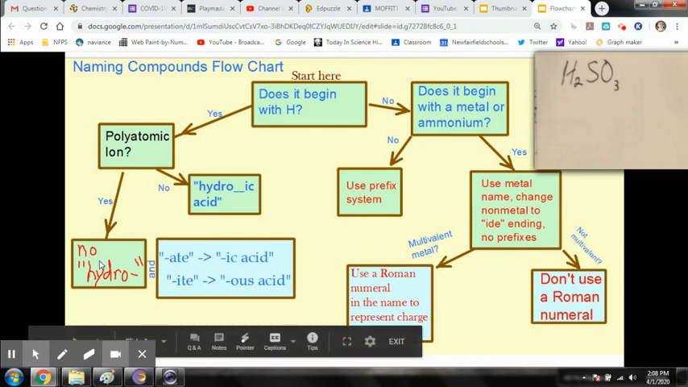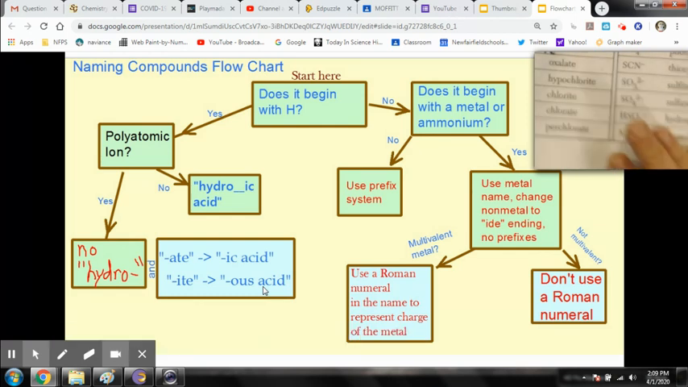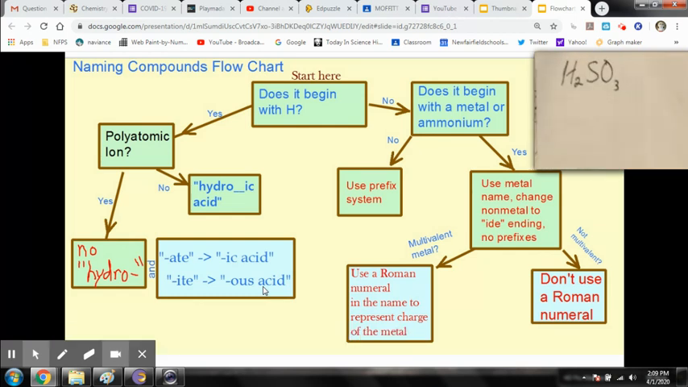So we're not going to use hydro at the beginning. We're simply going to realize that ATE becomes ic acid and ITE becomes ous acid. So what is the name of this polyatomic ion? That is sulfite. So sulfite, ITE becomes OUS.